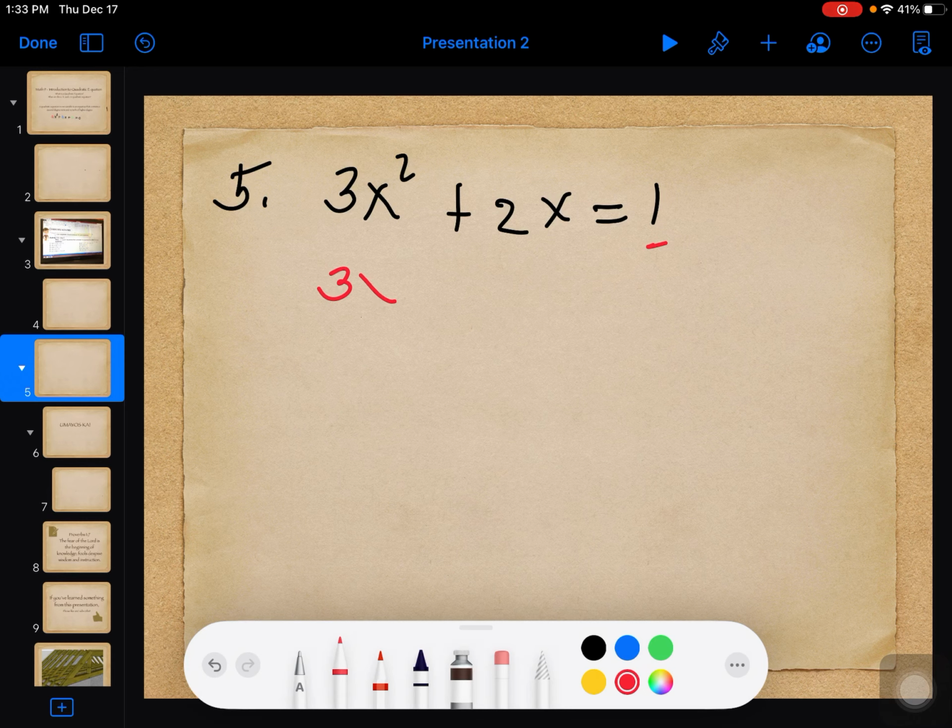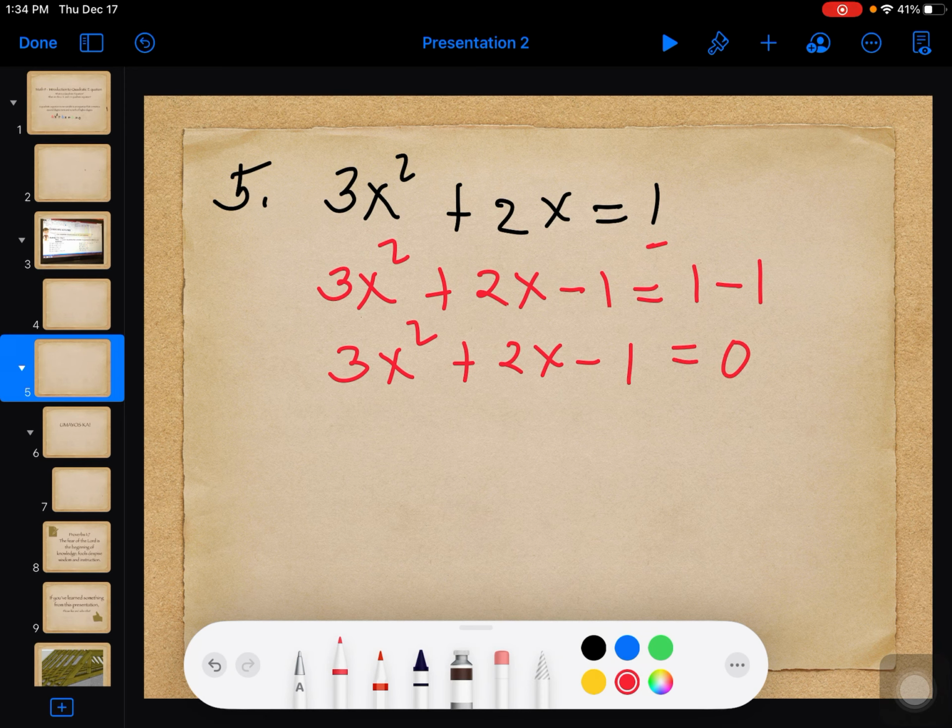So you have 3x squared plus 2x minus 1 is equal to 1 minus 1. So you have 3x squared plus 2x minus 1 equals 0. It's just like transferring this constant term to the other side of the equation, and we change the sign of that positive 1 to negative 1. And there you go. So that you have A equals 3, B equals 2, and C for this particular example is equal to negative 1.